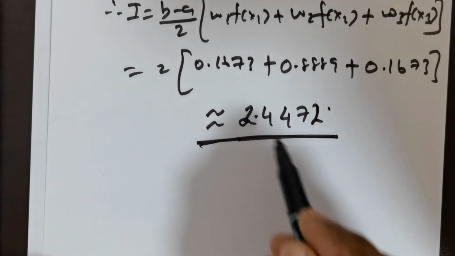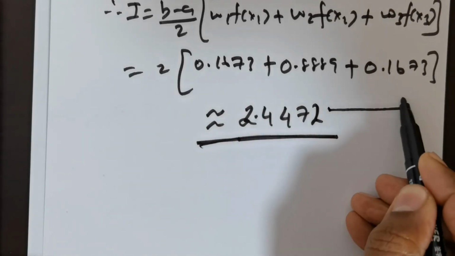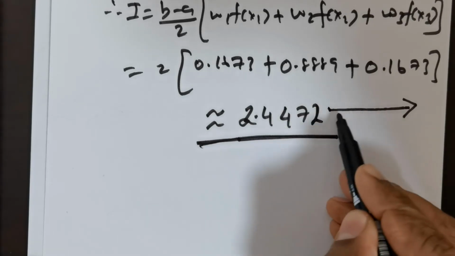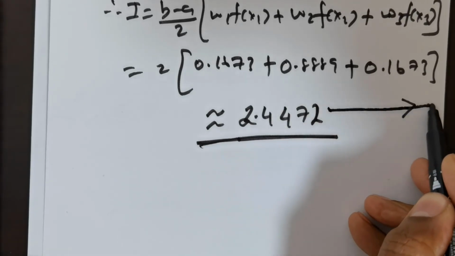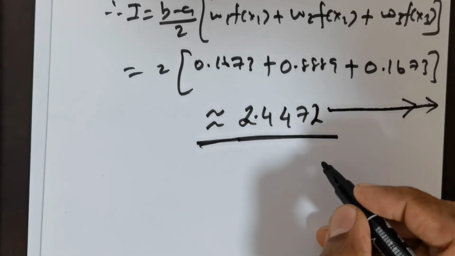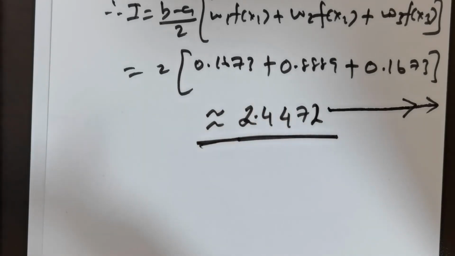Now believe it or not, this is very much closer to the expected value, very much closer. How do I know it? Because I have evaluated this using Python, and this value is very much close. So you know the difference between these two techniques. I have just shown you 2 point and 3 point. Now clearly you can see 3 point is giving us more accurate result.